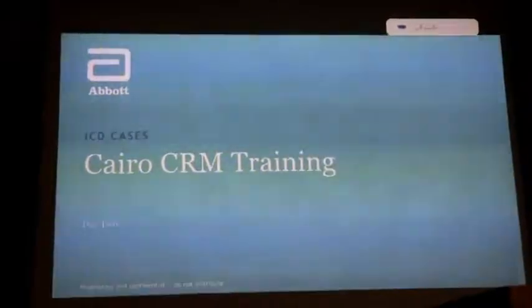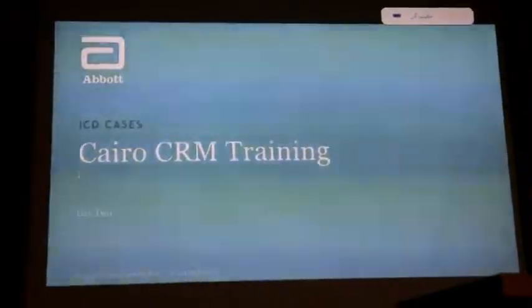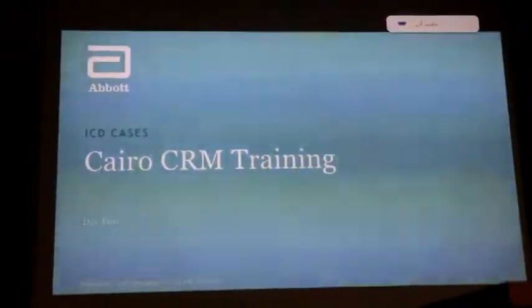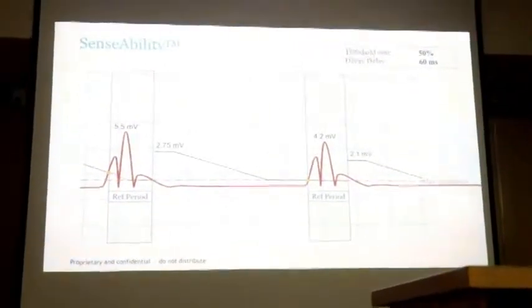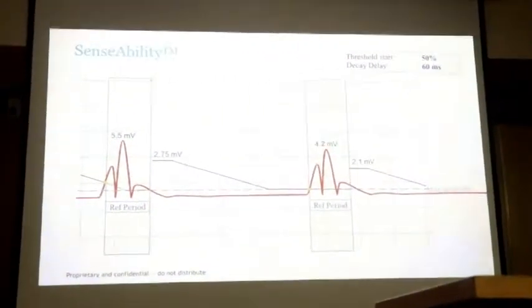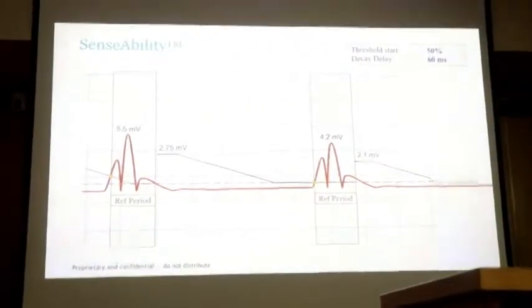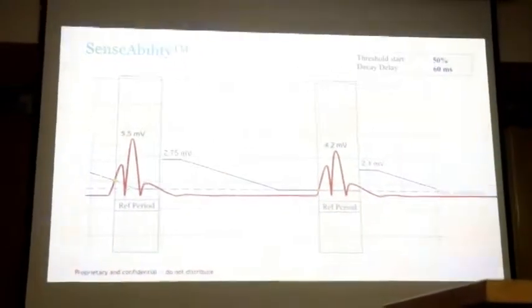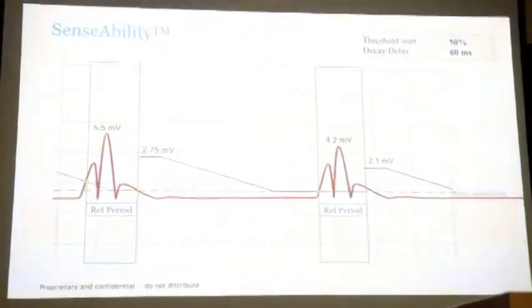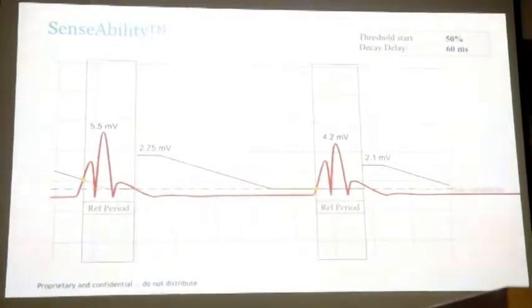Okay, ICD cases. Lots of ICD cases, and when we're going through the cases, we'll try. Here is the sensitivity value declining. So this is the sensitivity line declining, coming down from a number. We'll see how it gets that number.